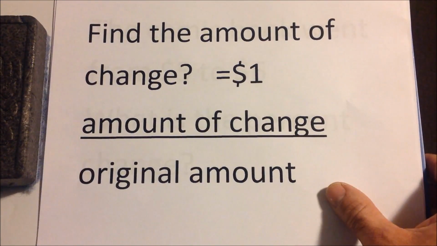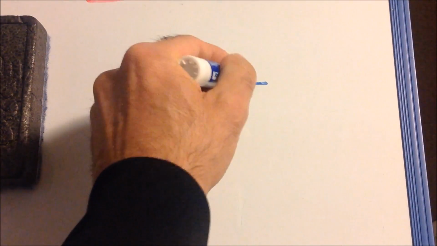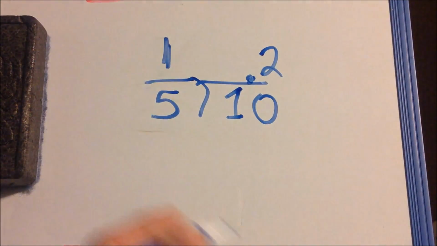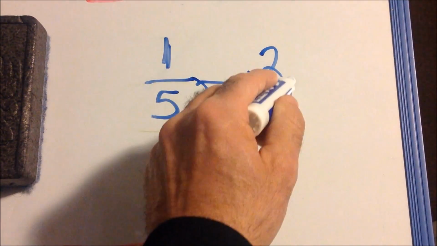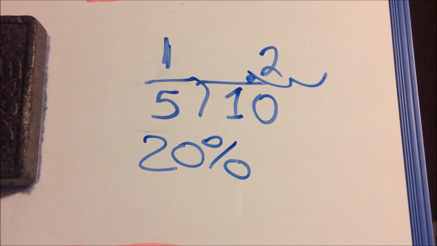Okay, so the original amount was $5. Remember, it went from 5 to 6, and the change was $1. So that's what we're doing. We're just dividing. 1 divided by 5. We remember the top number always goes in the box, right? And we get 0.2. But remember with percents, we got to move it twice. 1, 2. 20% is our answer. So it's a 20% increase.